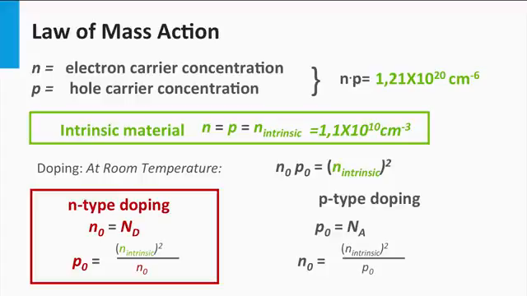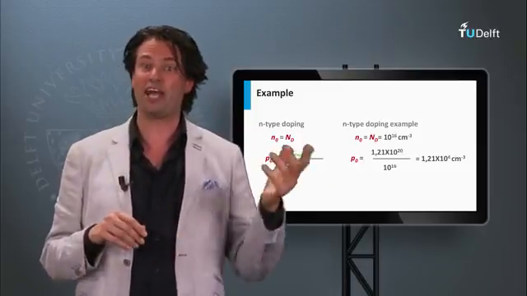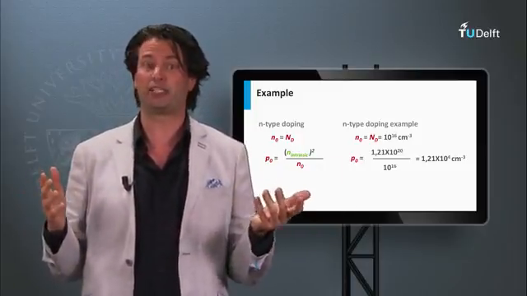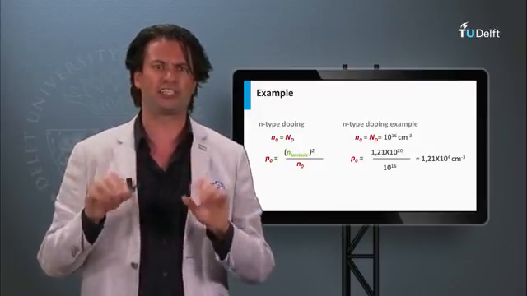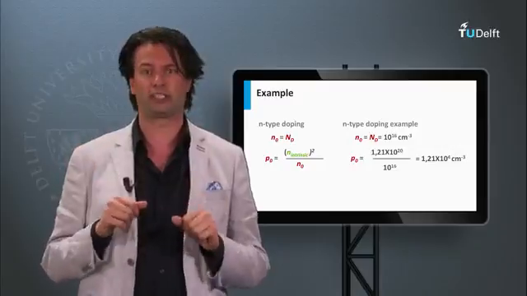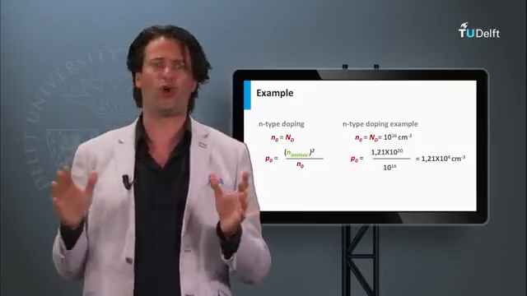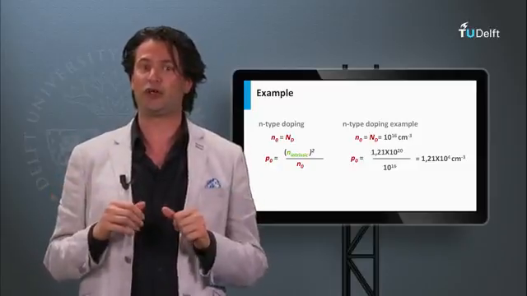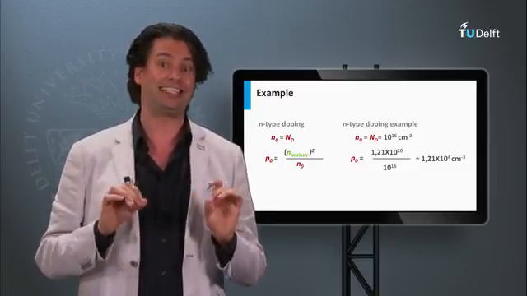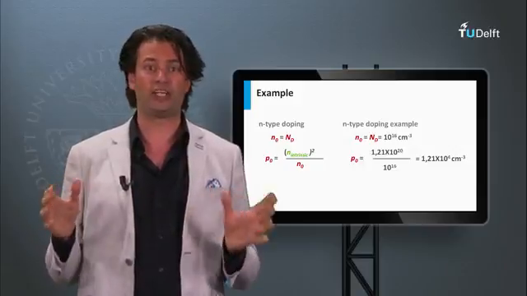This means that the electron density N0 is equal to the square of the intrinsic charge carrier density divided by the hole density P0. Let's take an example. We incorporate 10 to the 16 per cubic centimeters phosphorus atoms in the lattice, or in other words, we have a donor density Nd of 10 to the 16 per cubic centimeters. As we assume that all donors give a free electron to the lattice, the electron density N0 is equal to the donor density Nd. Now we can calculate the hole density P0.